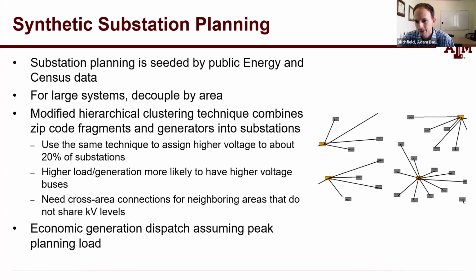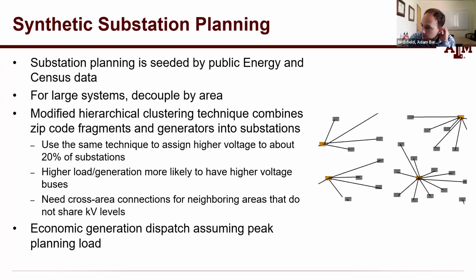And we use a modified hierarchical clustering technique that takes the zip code fragments and the generators and then clusters them into a reasonable set of electric substations. We also need to assign which substations use which voltage levels, and so we use another clustering algorithm for that. We need to take into account when there are multiple areas that have different voltage levels. We need to make sure that we have cross-area connections.